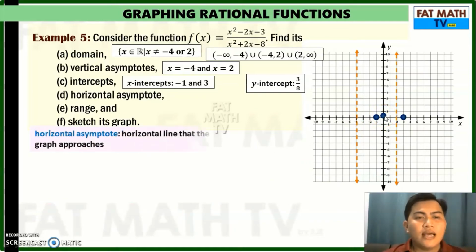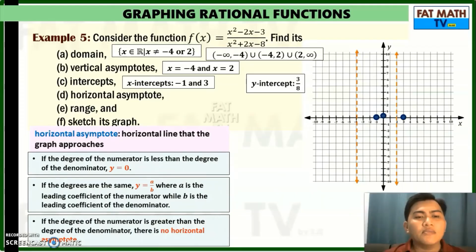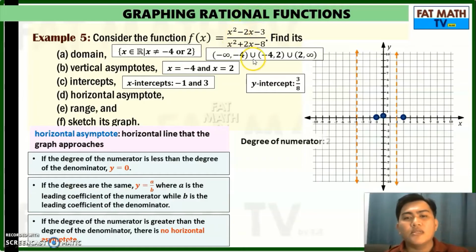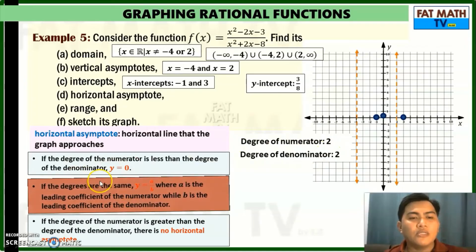For the horizontal asymptotes, there's only one. For the horizontal asymptote, we will look into the degree of the numerator. Since this is quadratic, the highest exponent of x is 2, so the degree is 2. For the denominator, the degree is also 2, and the degrees are equal. So if they are equal, we have to use this one. The horizontal asymptote is y equals a over b.